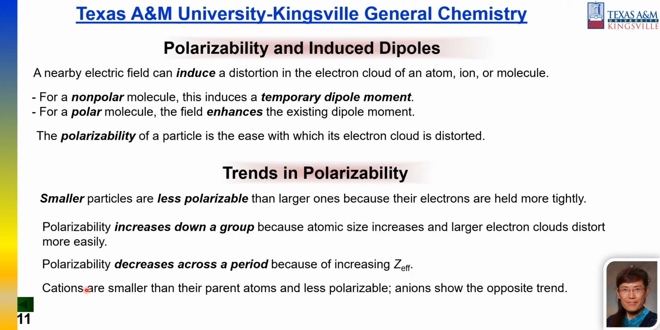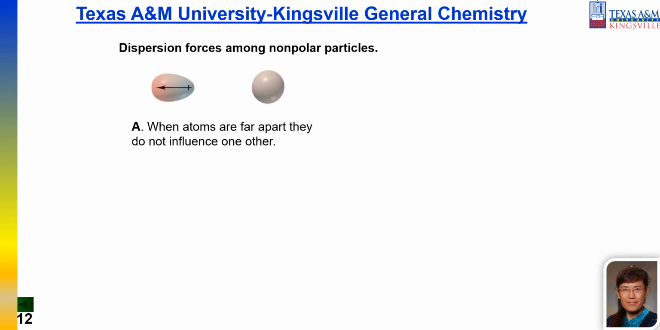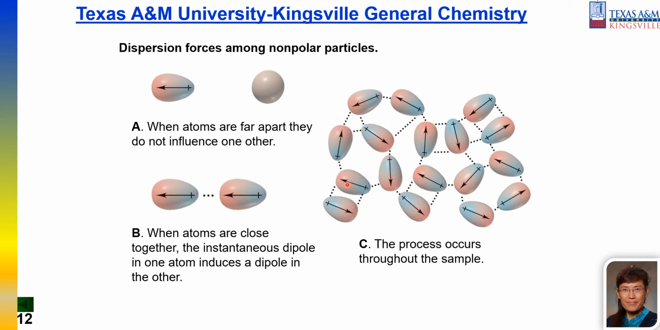Cations are normally smaller than the parent atoms. Therefore, cations are less polarizable. Negatively charged anions are usually bigger than the parent atoms. The anion shows higher polarizability. So this is essentially about the different polarizability.